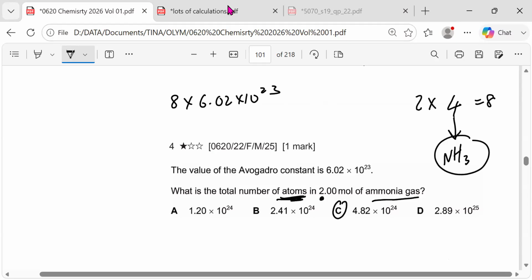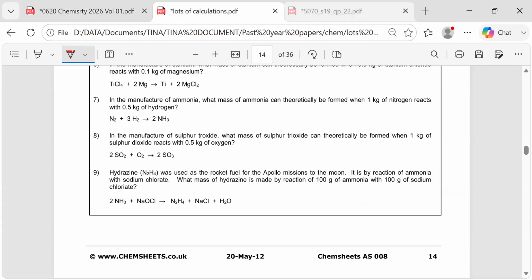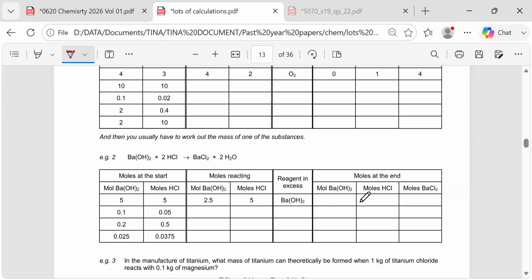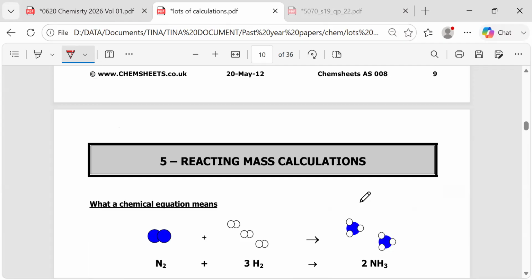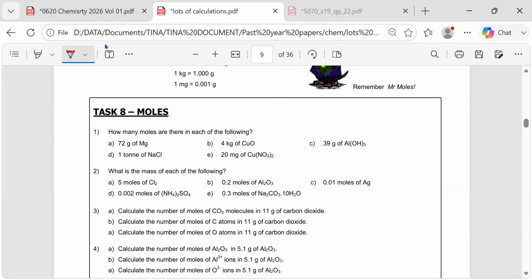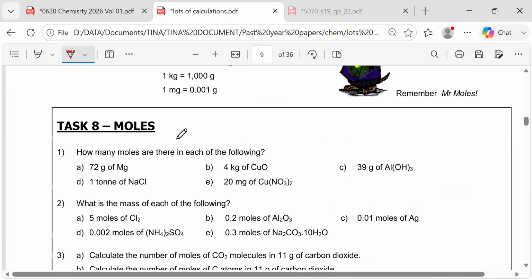All right. Can you please look at this paper that I just printed out for you? Can you just try and do question 1? You can look at your periodic table. The paper that I just gave you, task 8, question 1.